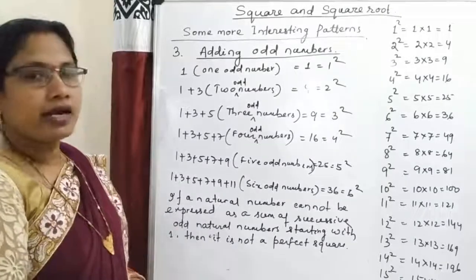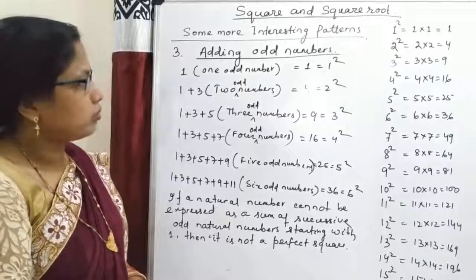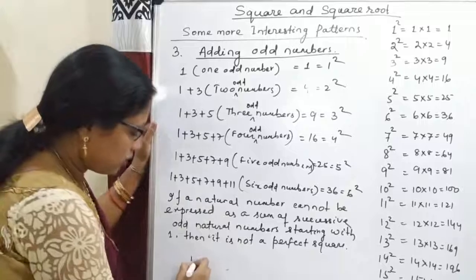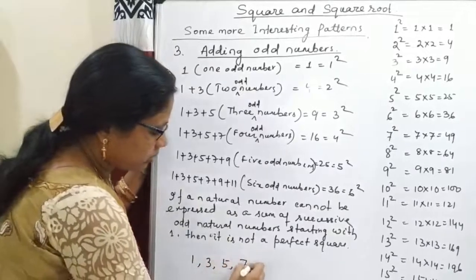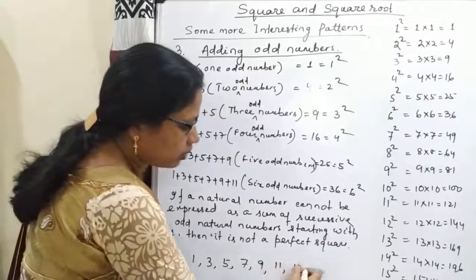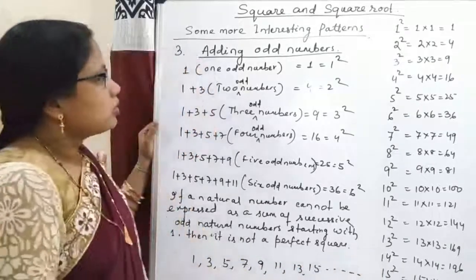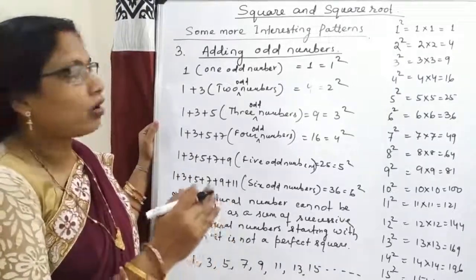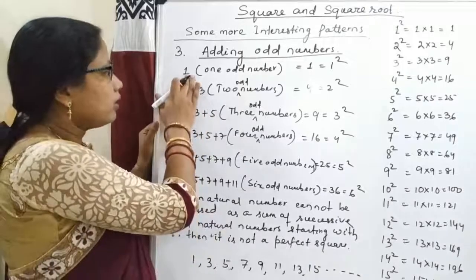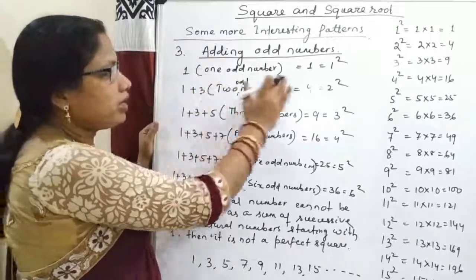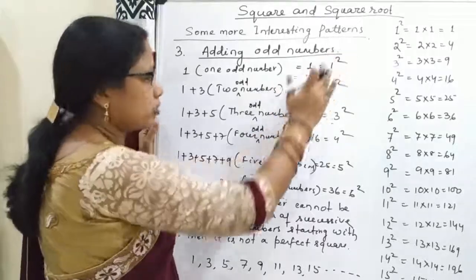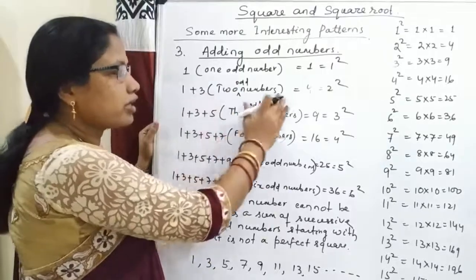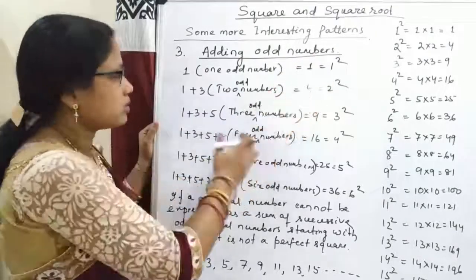Next pattern, adding odd numbers to find the square numbers. So you know what the odd numbers starting from 1 are? The odd numbers are 1, 3, 5, 7, 9, 11, 13, 15, like this. So here we will get the square number by adding the odd numbers. Here one odd number is added, so the result is 1, that is 1 square. Here 1 plus 3, 2 odd numbers are added, so that is equal to 2 square. That means this is equal to 4.